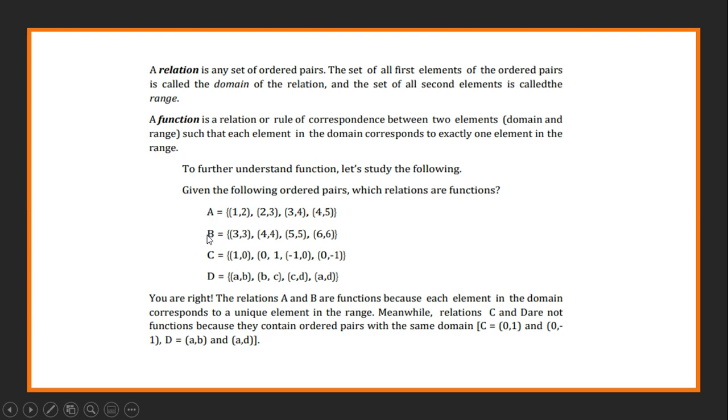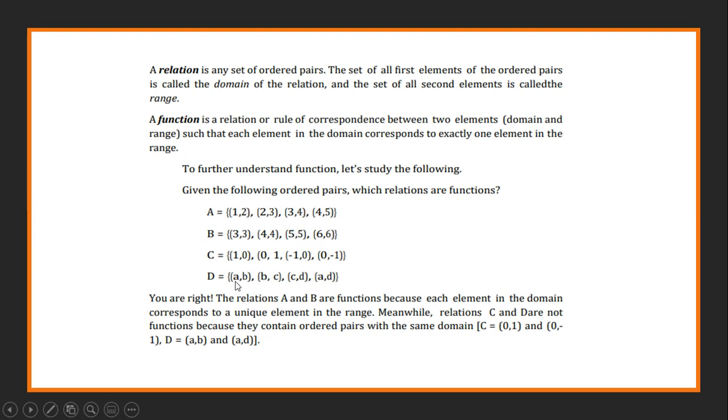So A and B are functions because each element in the domain corresponds to a unique element in the range. In short, yung domain, itong first element na to, yung 1, the 2 here, the 3 here, and the 4 is not repeated. So hindi siya naulit. Same here, the 3, the 4, 5, and 6. So remember, sa ordered pair, ito yung X, ito yung Y.